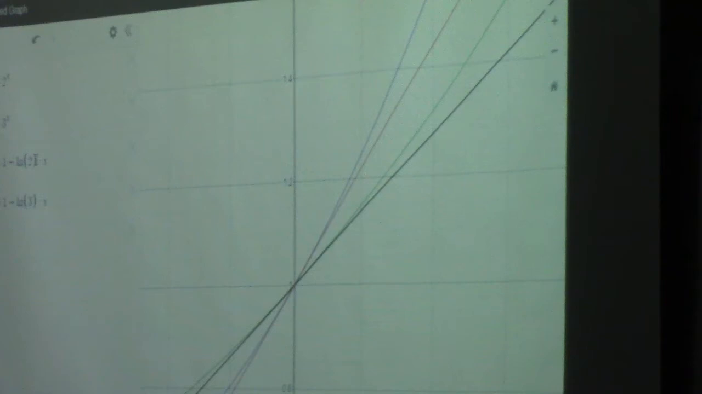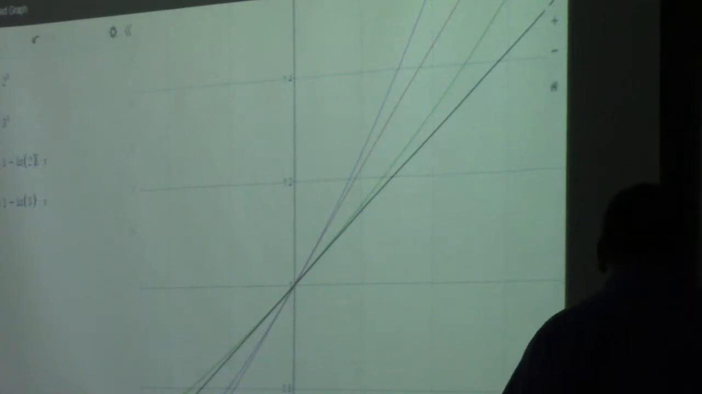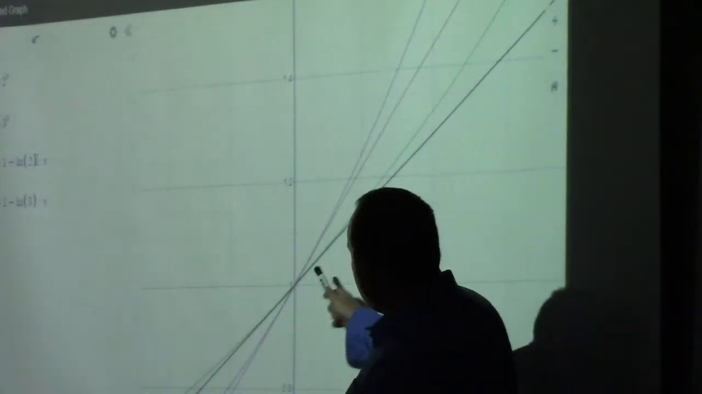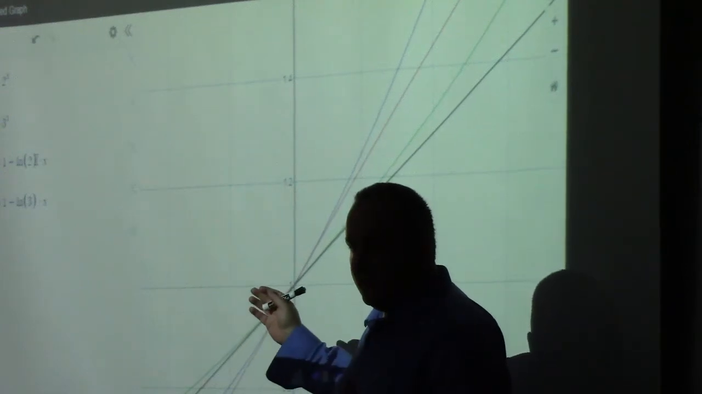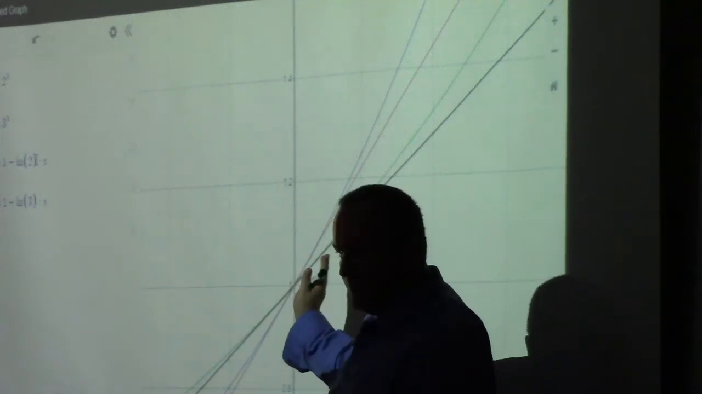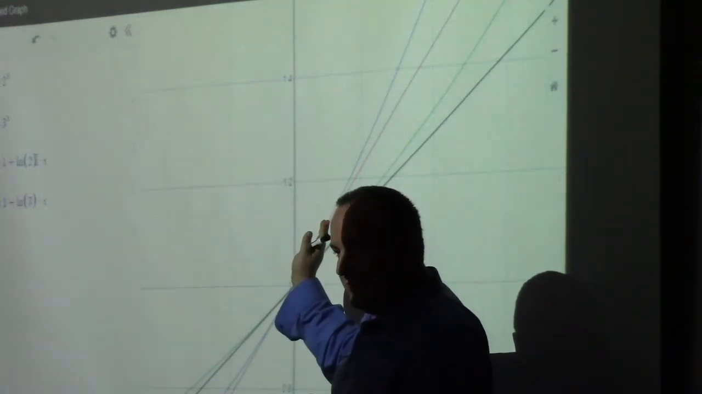the natural log of 2 is a number. It's about 0.693. The natural log of 3 is a number. It's about 1.1. So what I'm telling you is that the tangent line to the 2 to the x function is a little bit shallower. It's got a slope of about 0.7, and the tangent line to the 3 to the x function is a little bit steeper. It's got a slope of about 1.1.